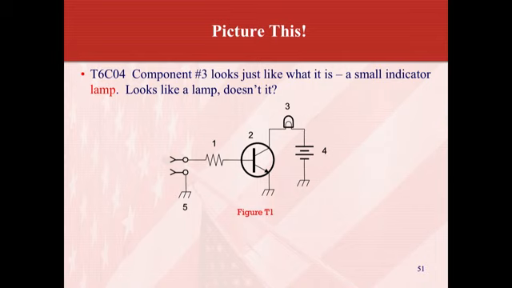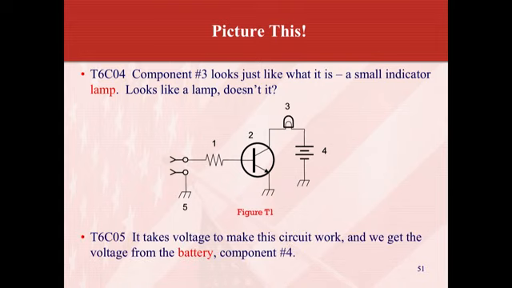Okay, component number 3 looks just like what it is, a small indicator lamp. Looks like a lamp, doesn't it? So I guess it's up to you to figure out if it looks like a lamp or not, but we're pretty close. So they're saying number 3 there is a lamp. And one other thing is you usually see lamps, in this case tied right to the transistor near the battery, and they usually do try to put the light right near the battery source, or the end of a switch. In that case, a transistor switch.